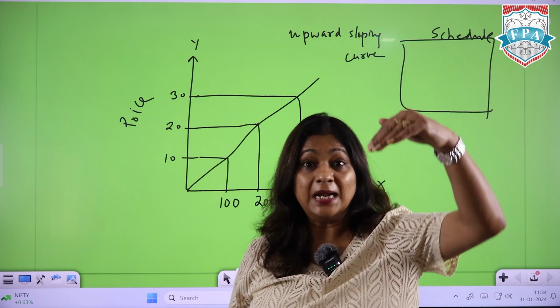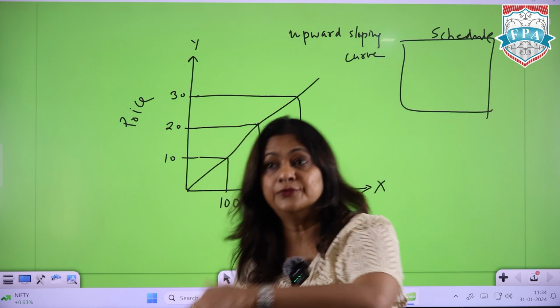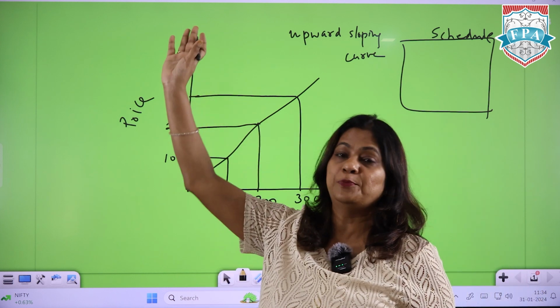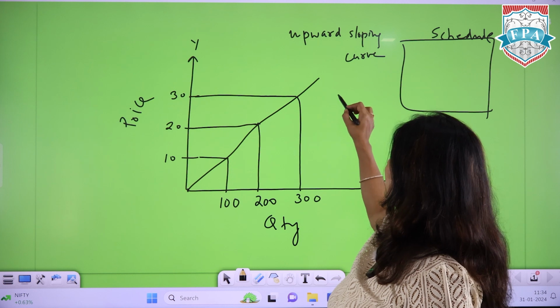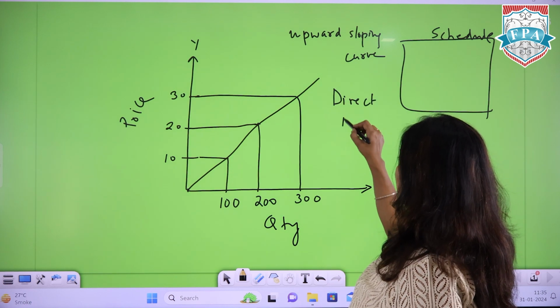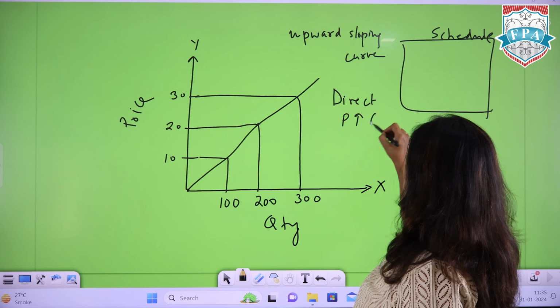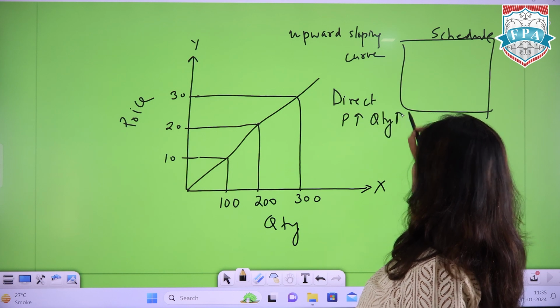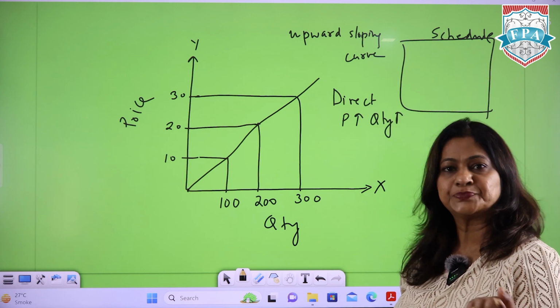right? Demand curve was a downward sloping curve. Supply is an upward sloping curve. The relationship is direct. Price इंक्रीज होगा तो क्वांटिटी भी इंक्रीज होगी. आई होप आई एम वेरी क्लियर.